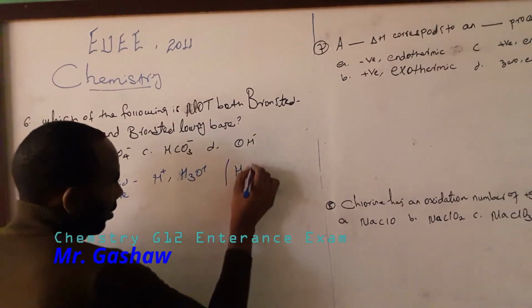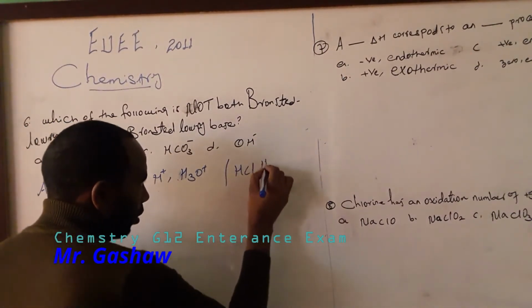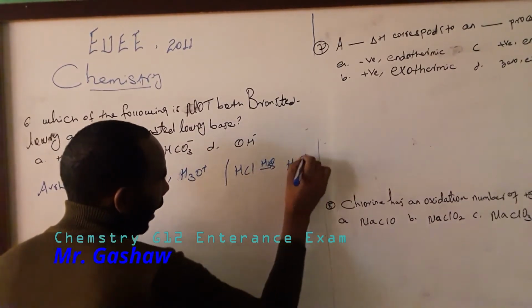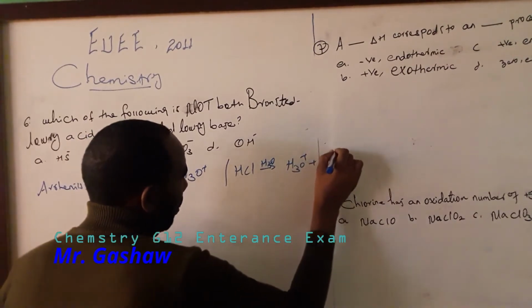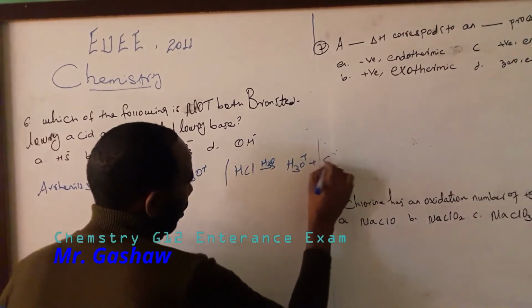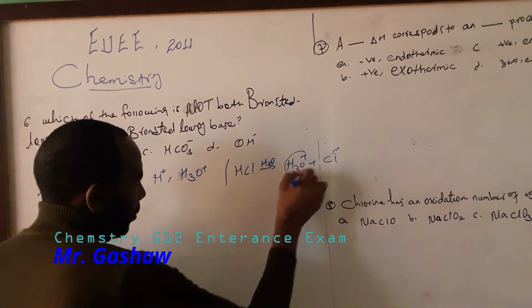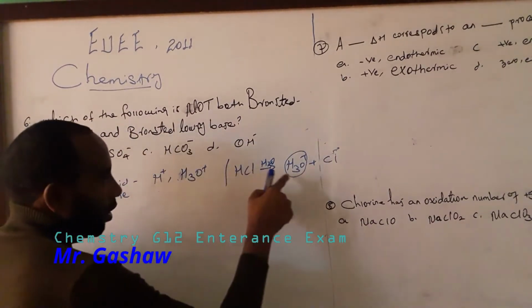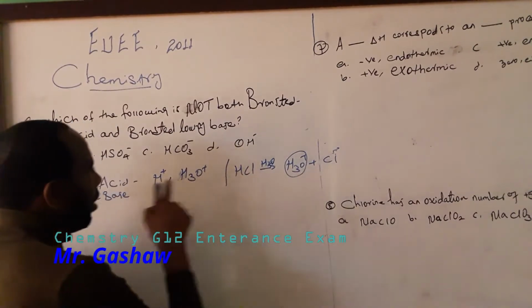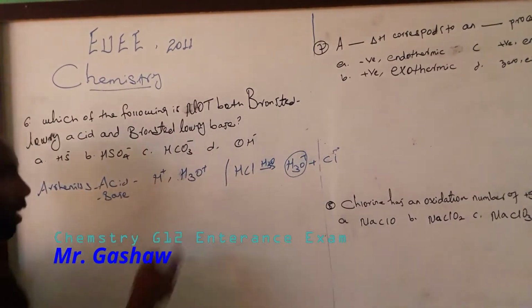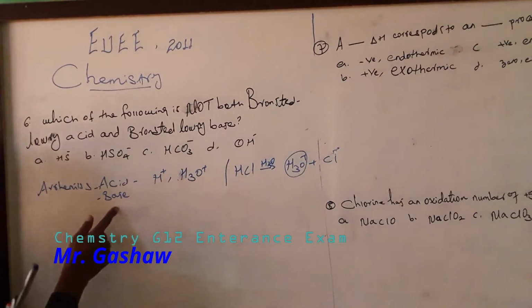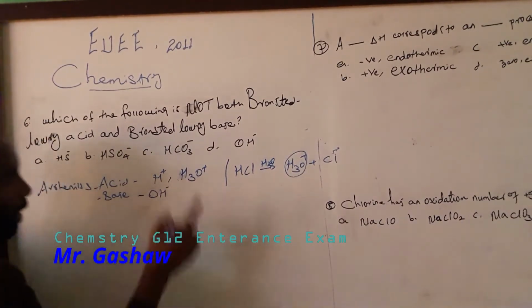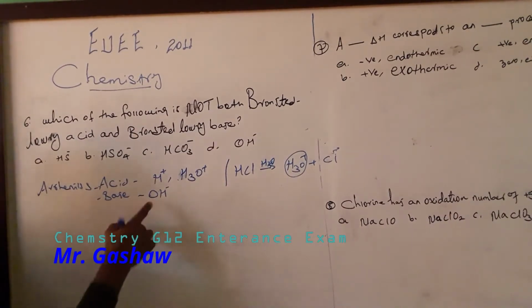For example, hydrochloric acid dissolves in water to produce hydronium ions and chloride ions. Look at this one. The Arrhenius concept means a substance that dissolves in water to release hydronium ions or hydrogen ions, we call it an acid. Bases are substances that release hydroxide ions when they dissolve in water.